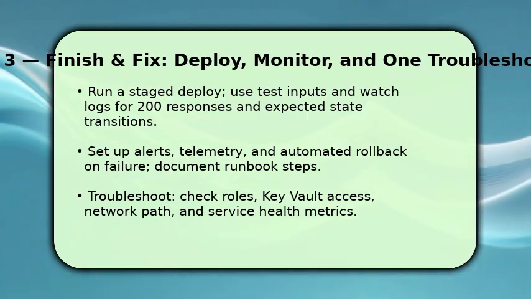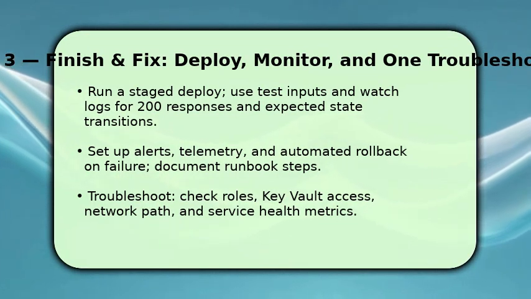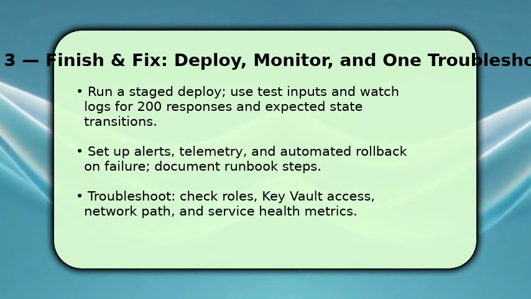If something goes wrong, first check service principal roles and key vault access, then validate network paths and latch health metrics. Often the issue is permission or networking, not code.